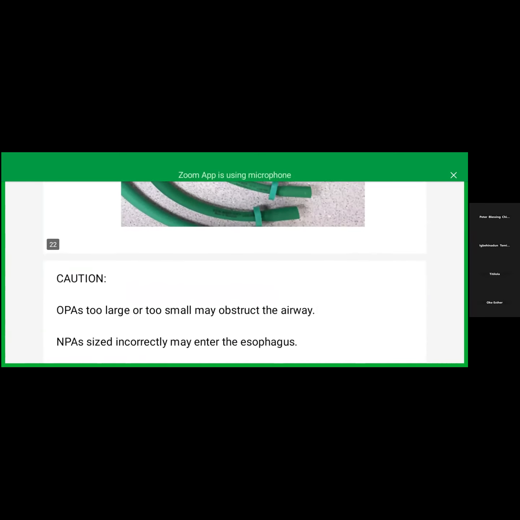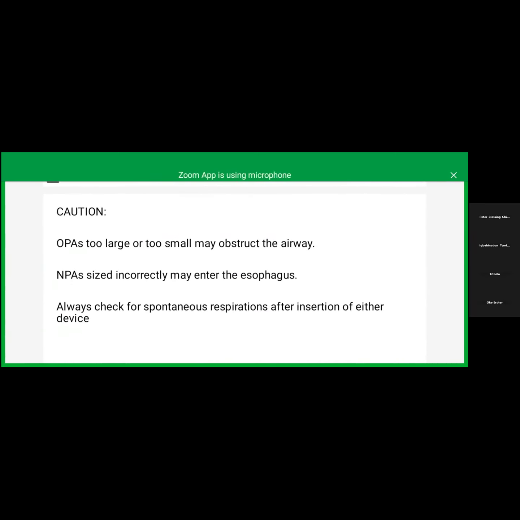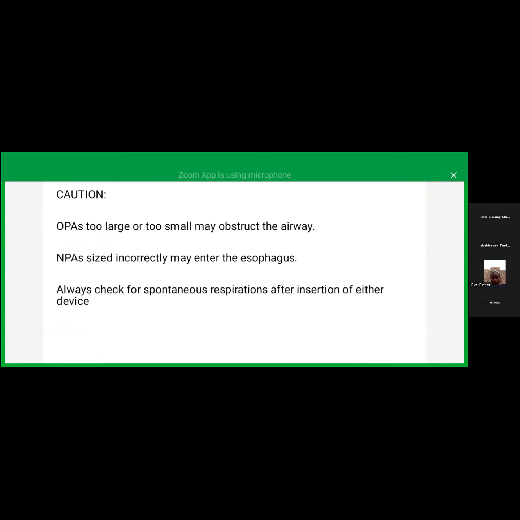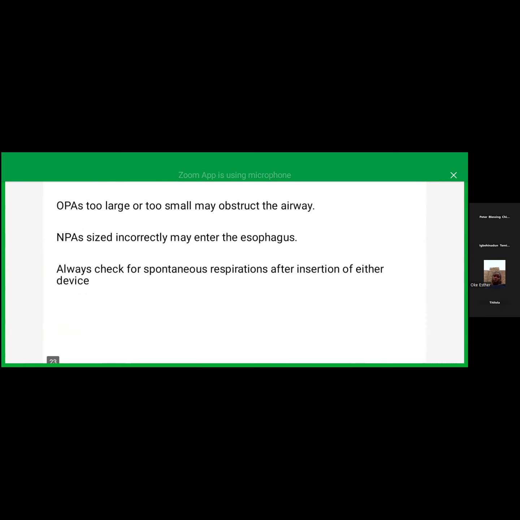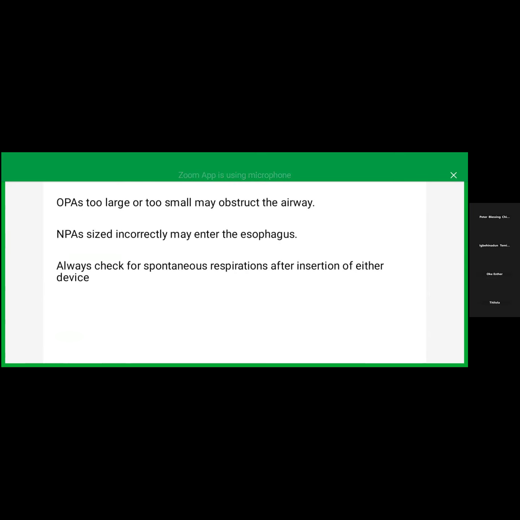For the oropharyngeal airway device, we just need more caution. If we put in an oropharyngeal airway that is too large or too small, it might obstruct the airway. So we should be careful to use the appropriate size. So we must always measure. Measuring is part of the step of inserting any of those basic airway adjuncts or basic airway devices.